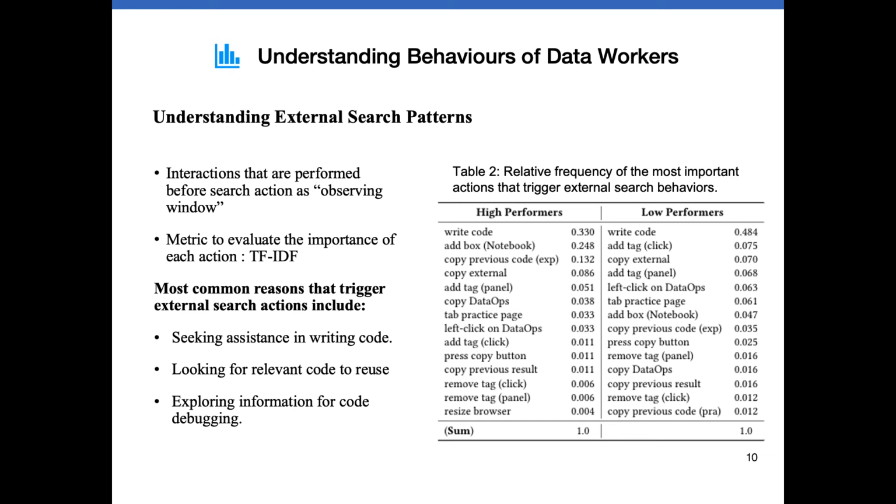Most common reasons that trigger external search include they are seeking assistance in writing the code, or they are looking for relevant code to reuse, or for exploring information for code debugging.